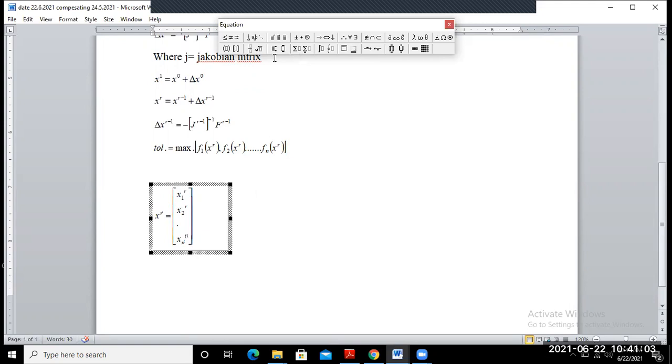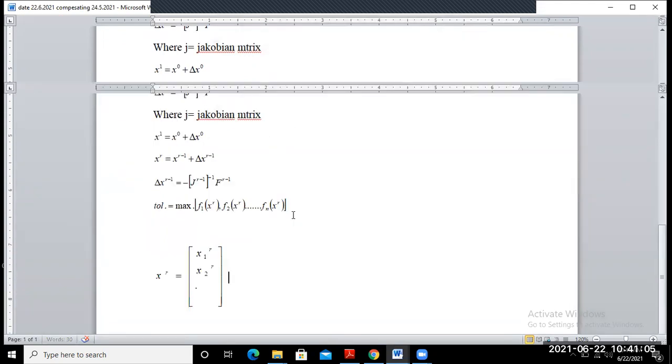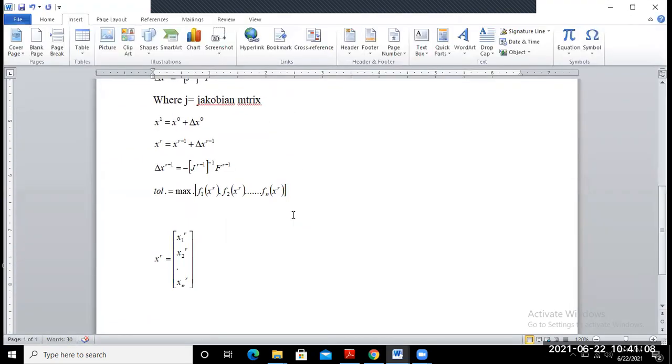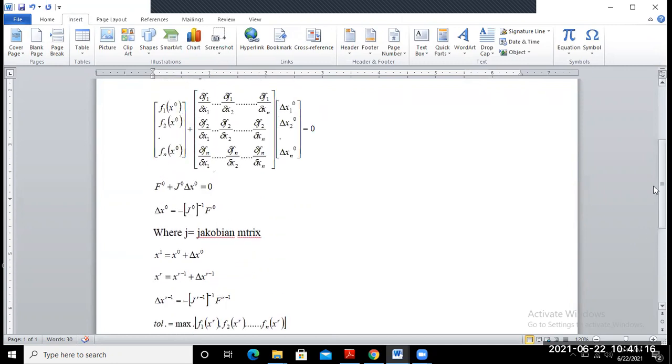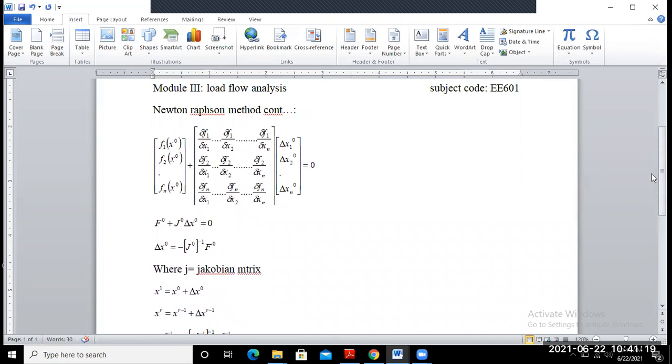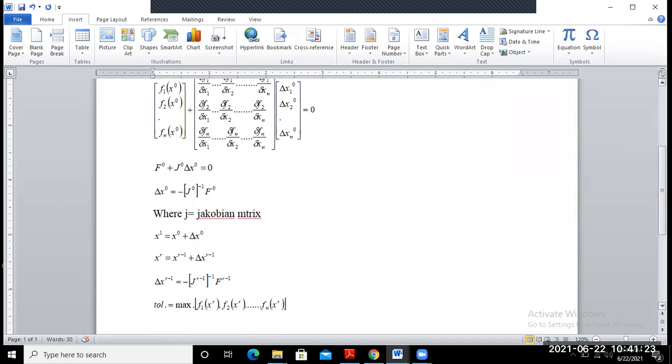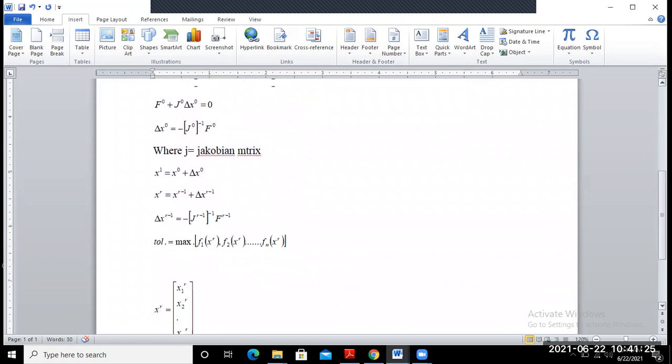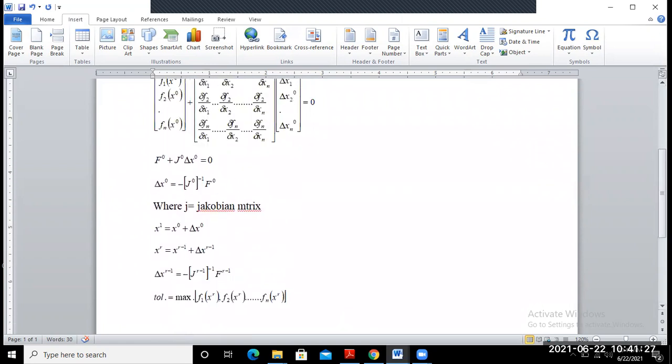To the power R. Okay. So simply this is the Newton-Raphson method, where for n number of variables we can solve the nonlinear equations and find their values for various numbers of variables. Okay, so now let us try to use this method in the analysis of the power system.